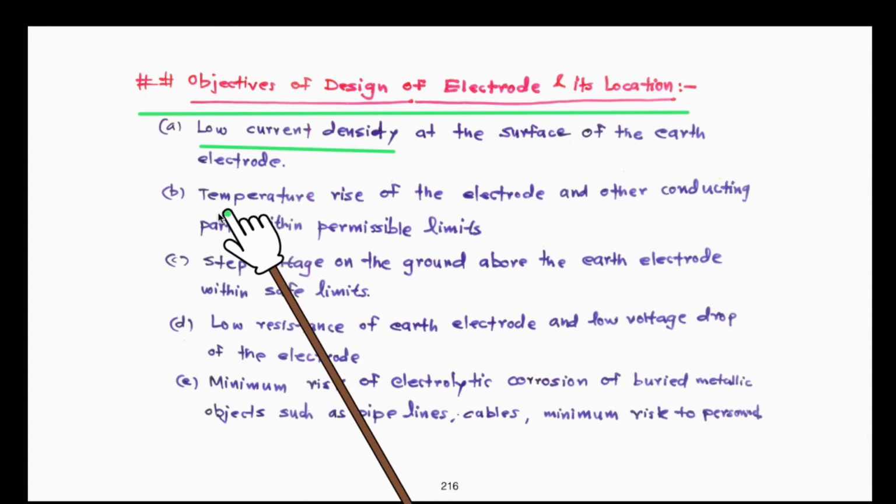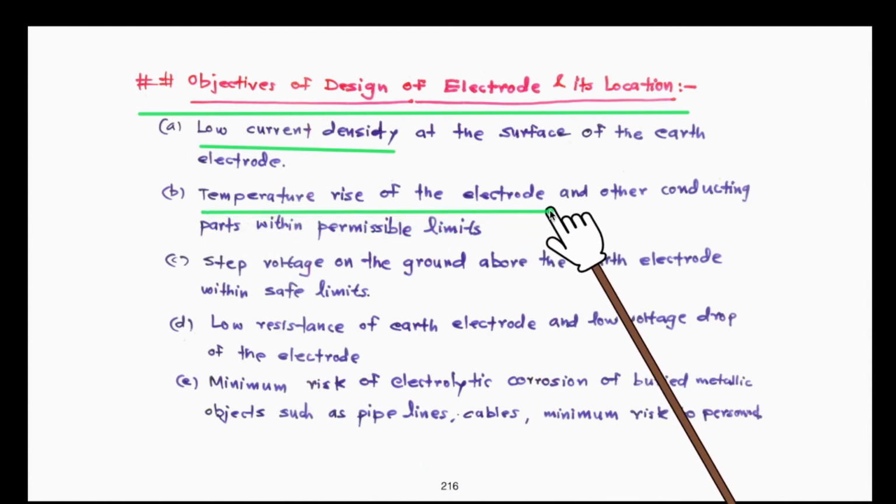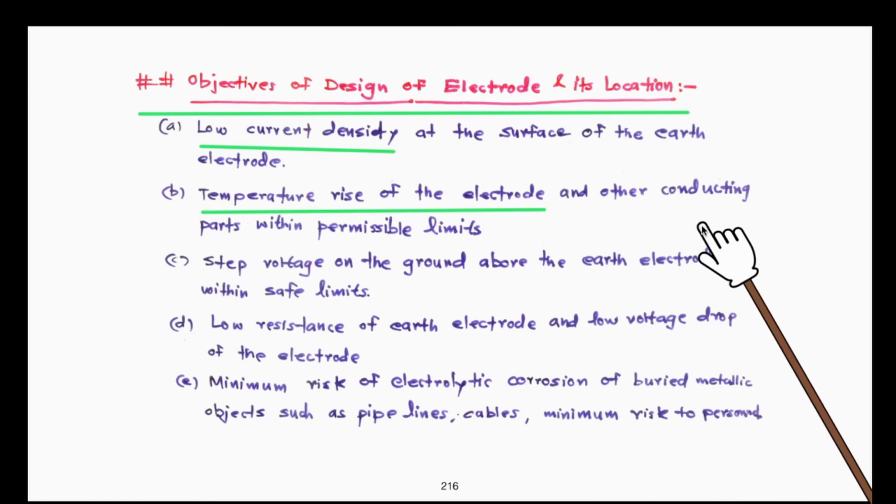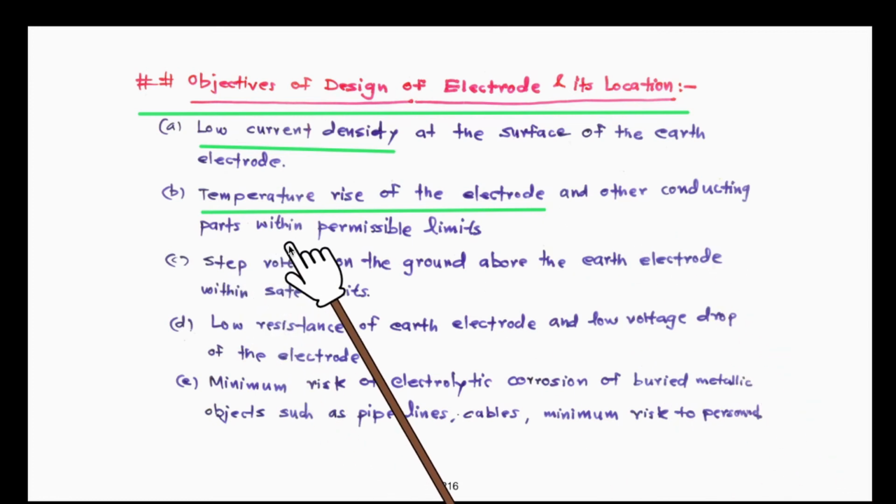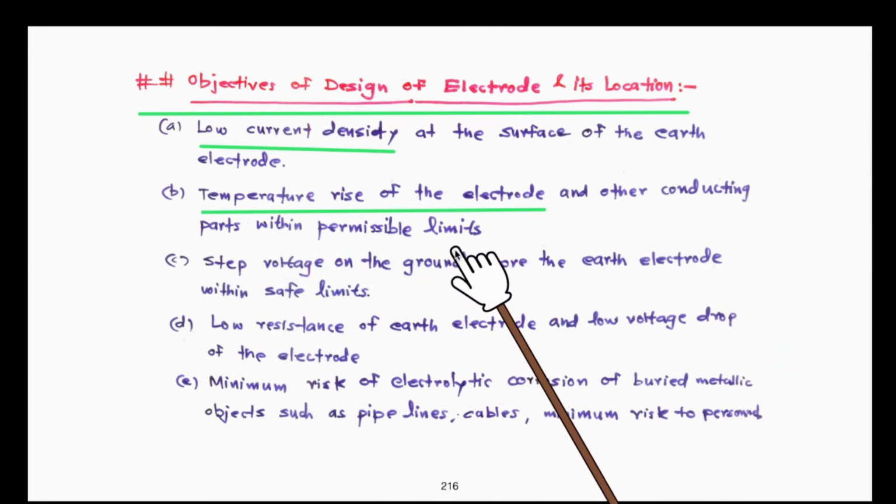Secondly, the temperature rise of the electrode and other electric parts, that is the conducting parts, should be within the permissible limits. Temperature rise should not exceed. These limits are defined through continuous experimentation and observations for a given load condition, and also for a given soil and other conditions, such as the thermal resistivity and electrical resistivity of the soil.